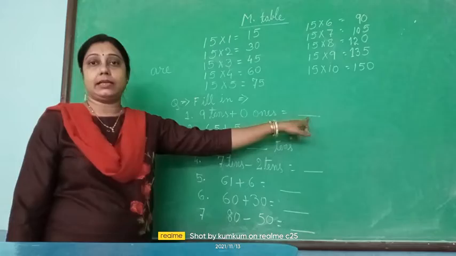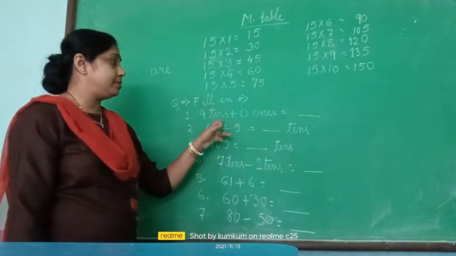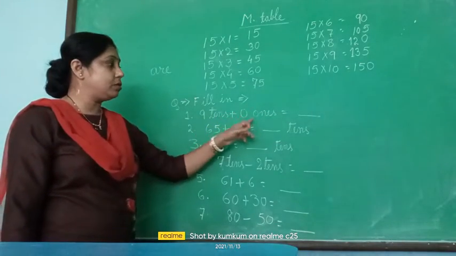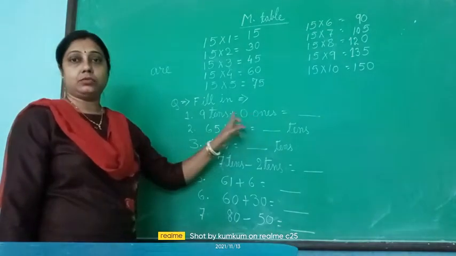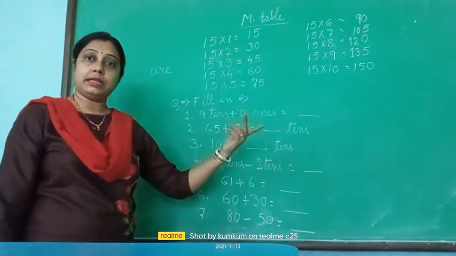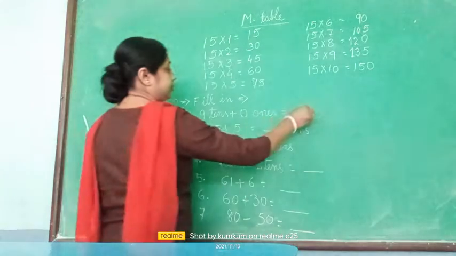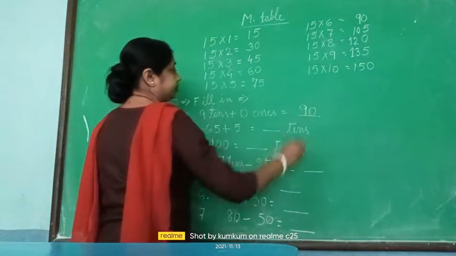that means you are asked to write the digit. So 9 tens means 90 plus 0 ones means nothing. So 90 plus nothing means 90. So we are going to write here 90.